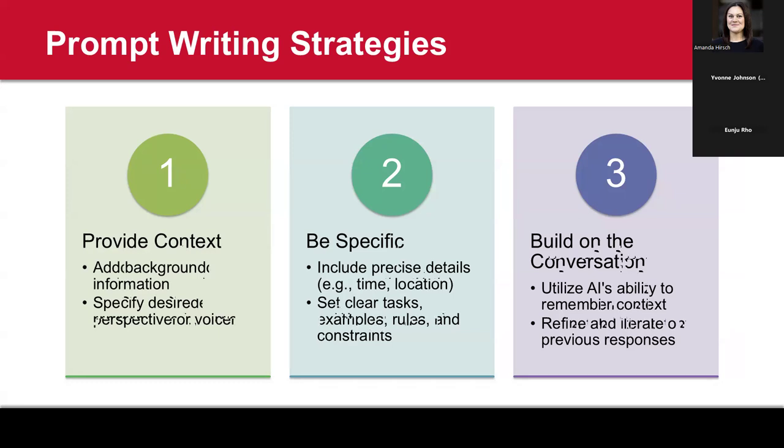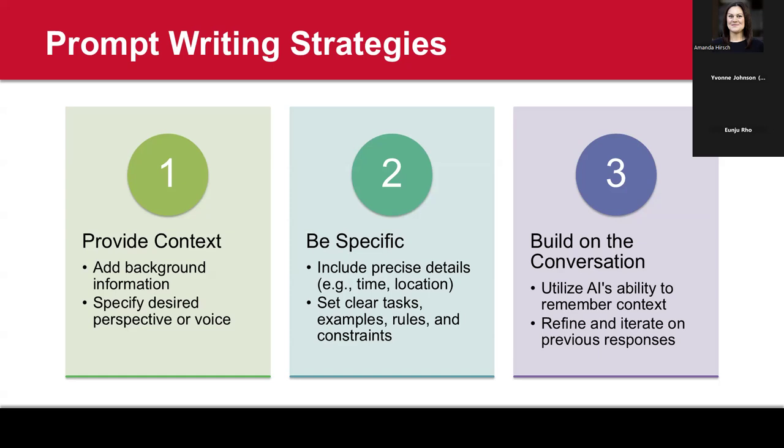So way back in that one prompt that I shared, I mentioned at the beginning the role or perspective that I wanted the AI to have, an English professor teaching, and sometimes I'll give them the class that I'm teaching, X class. To be specific, include precise details, time, location, set clear tasks, examples, rules, and constraints, and then build on the conversation. Use AI's ability to remember context.